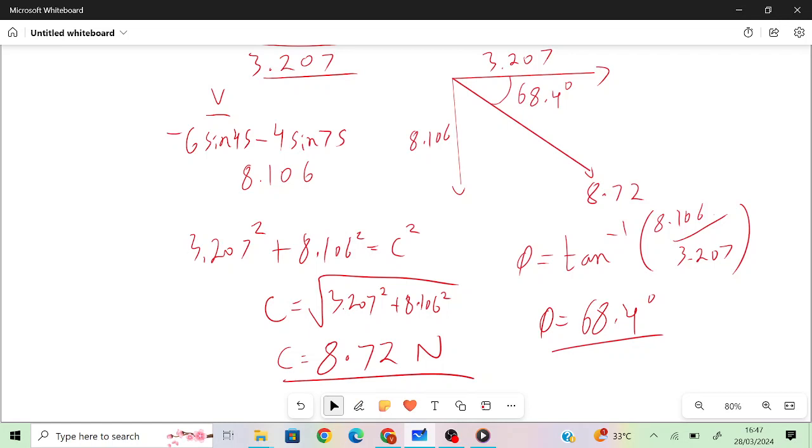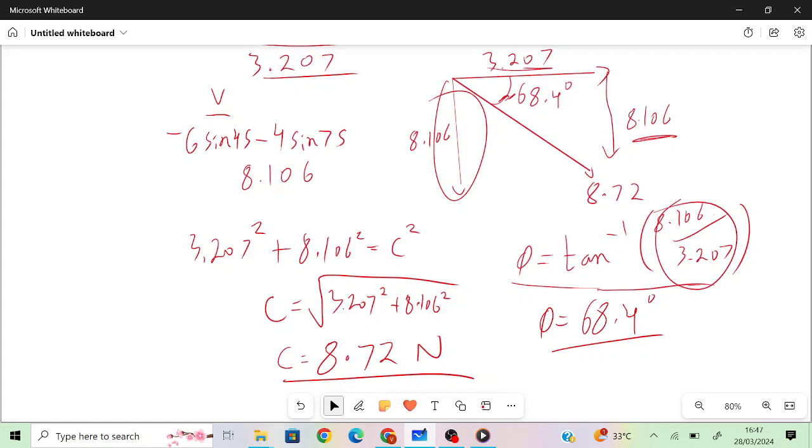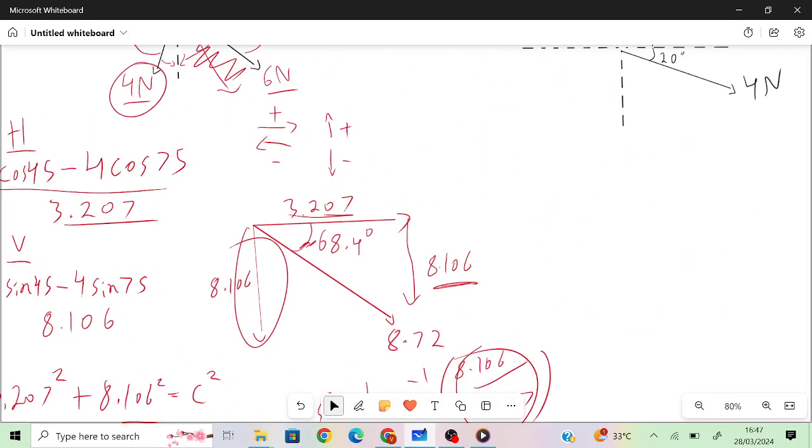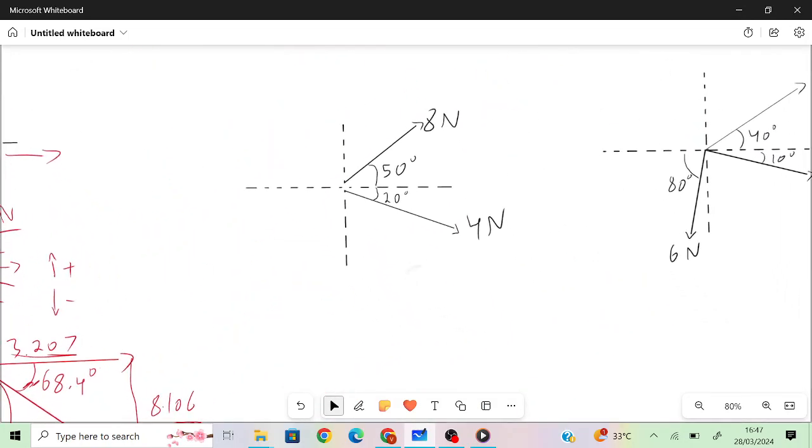And the simple way how this was derived was using trigonometry. So if you want to find this angle over here, and you know that all of this is simply the same as if it's over here, so 8.106, simply use tan SOHCAHTOA. So tan of this angle here is equal to opposite 8.106 over the adjacent, which is 3.207, which is what you have here as well. That's how you basically find the resultant. On to the next one.